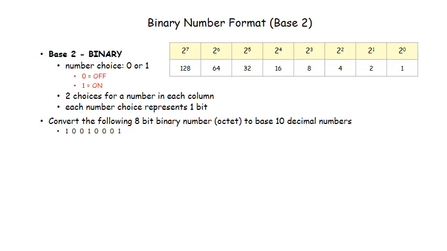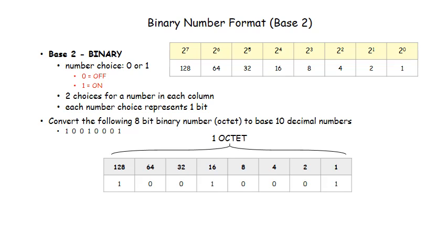So let's begin by converting the 8-bit binary number shown, or this single octet, into a decimal formatted number. To do this, simply place each of the numbers into the table as they appear and add up the numbers in each of the columns that contain a 1. Remember, we talked about how 1 means on and 0 means off.